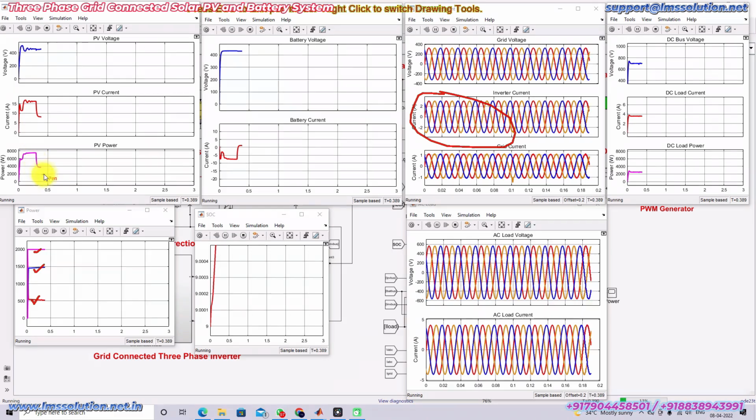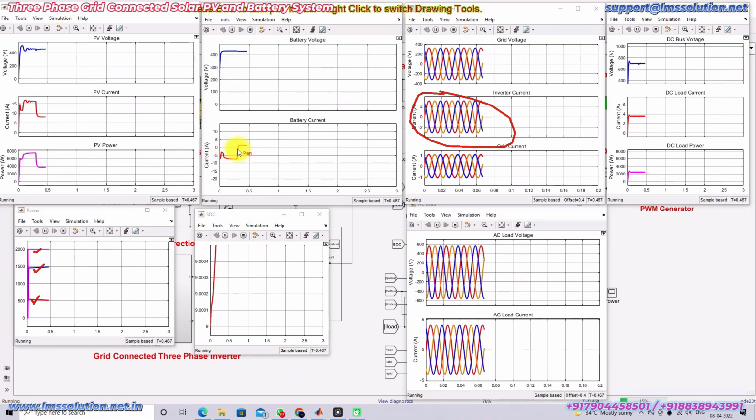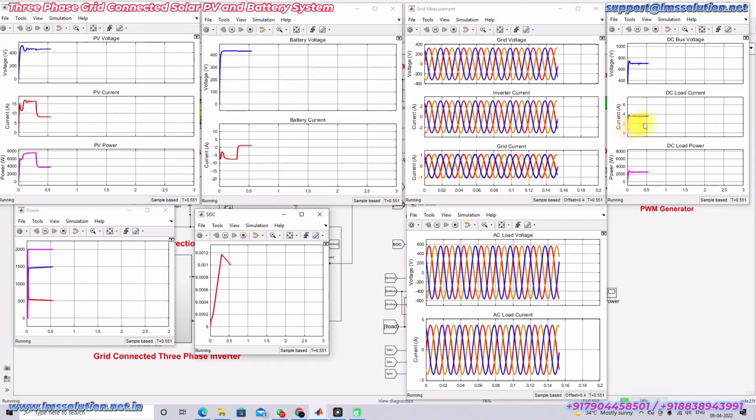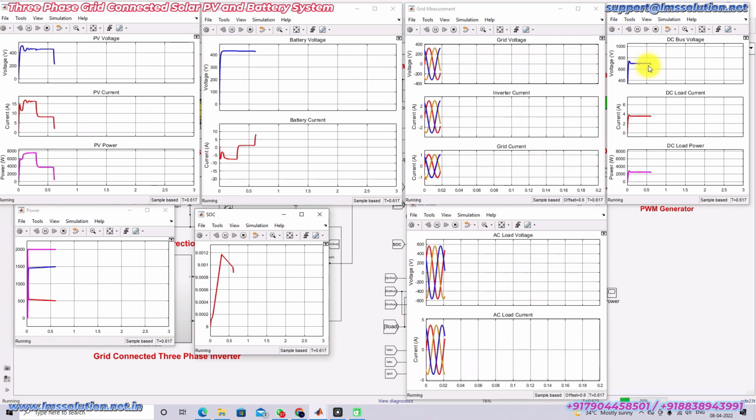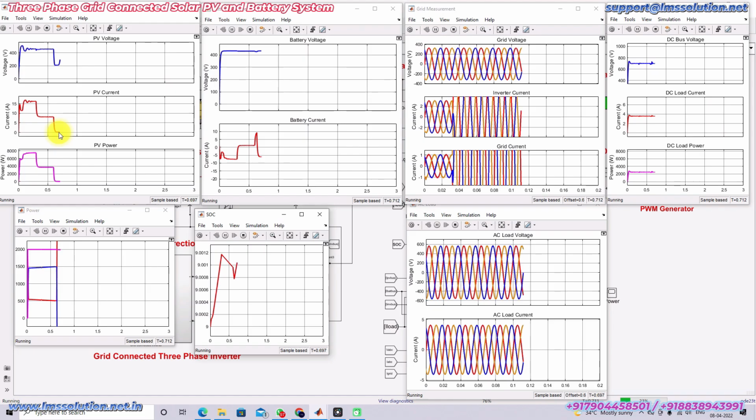Now we can see that PV power is reducing because of reduction in the radiation from 1000 to 500. Because of that, the battery goes for discharging in this particular condition. Here you can see DC load power is maintained at 2500 and DC bus voltage is maintained at 700 volts. Now we can see the PV power goes to 0. That means IPV is less than 0.5.